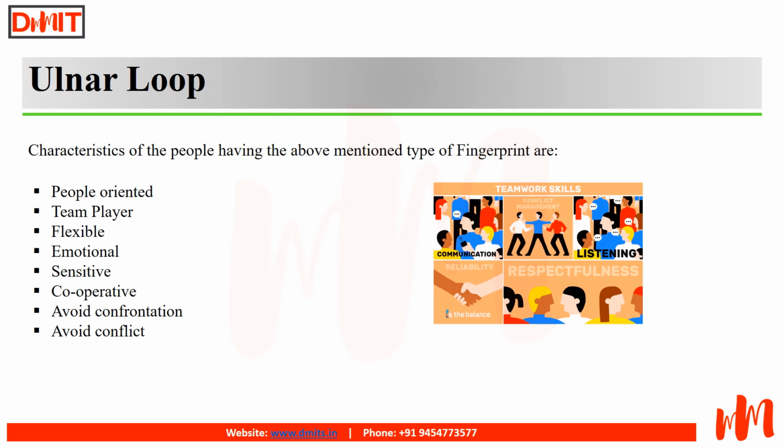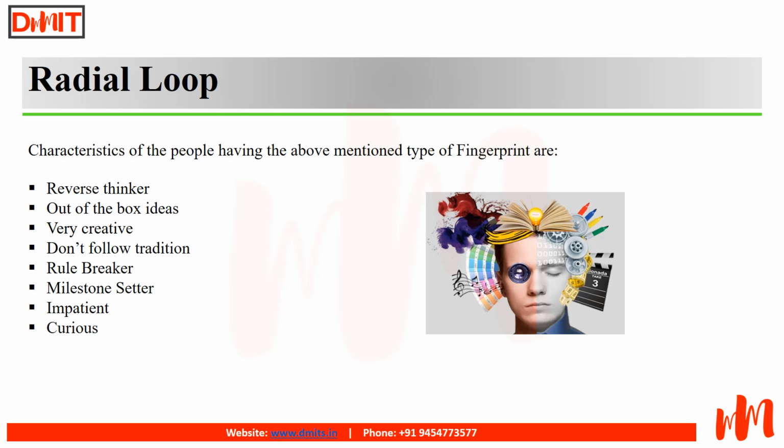Next is radial loop. So the people having this type of fingerprint, that is radial loop, are considered to be reverse thinkers. They are generally seen to have out of the box ideas. They are generally very creative. They do not follow tradition. They are considered to be rule breakers, milestone setters, impatient and curious. So these are the characteristics that are generally observed in people having this kind of fingerprint, that is radial loop.